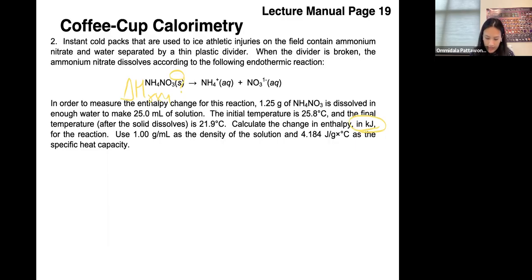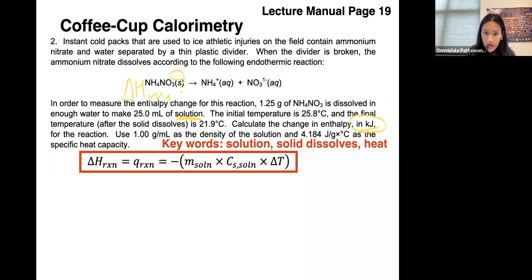So what is the keyword here? Again, the keyword here is the word solution. It also talks about heat. So the word heat and the word dissolve in solution are what tell us we're going to use this equation right here.